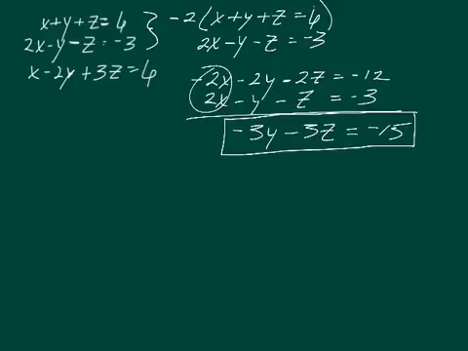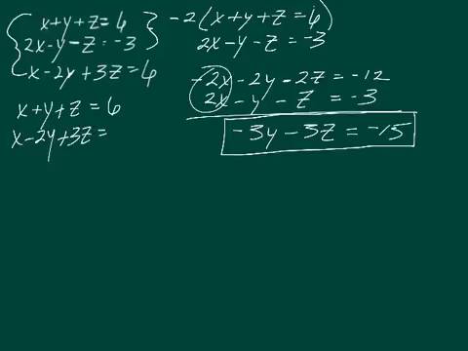And the next one I'm going to do, let's go ahead and put the first and third together. So that's x plus y plus z equals 6. X minus 2y plus 3z equals 6. So I'm getting rid of the x's again. So fortunately for this one, they have the same coefficient. So all I have to do is subtract one from the other. So let's put a minus sign.